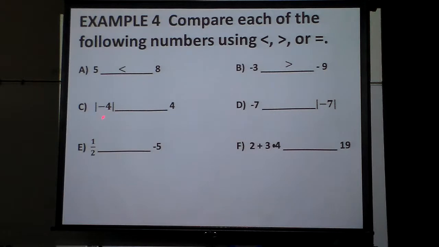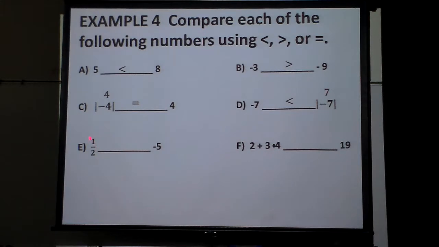Now look at this one. What is the absolute value of -4? It's 4, so those are actually what? Equals. Now here you see a -7 and absolute value -7, but what's that -7 going to do absolute value-wise? It's going to become +7, so which is larger, -7 or +7? Would you rather owe me money or have me give you money? Yeah, that one right there.